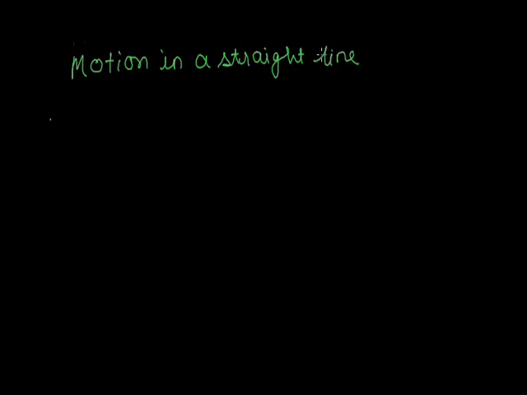Hello friends, today we will discuss motion in a straight line. Motion in a straight line is also known as linear motion and translatory motion. Now when we talk about motion in a straight line, what does it mean? It means that the object is traveling along a straight line, that is, its path is just one dimensional. It is just going either forward or coming backward.